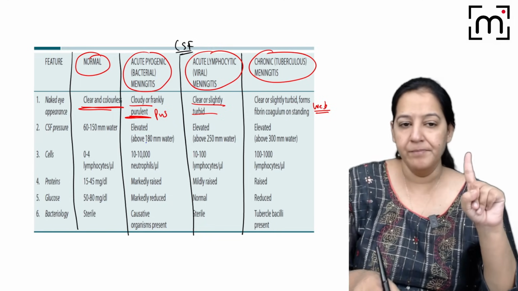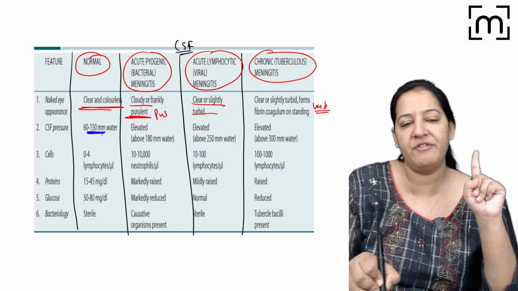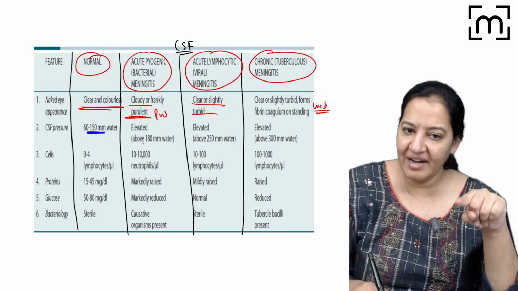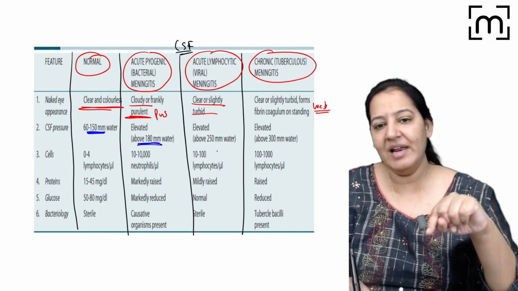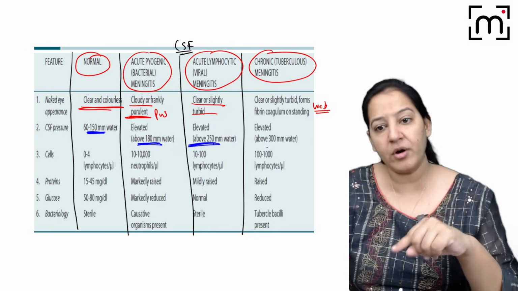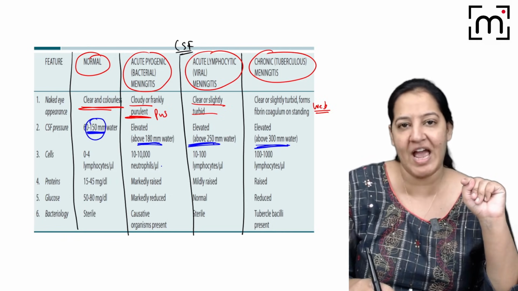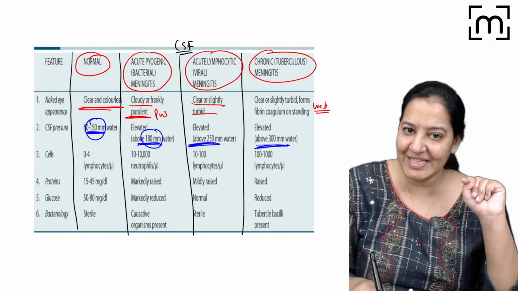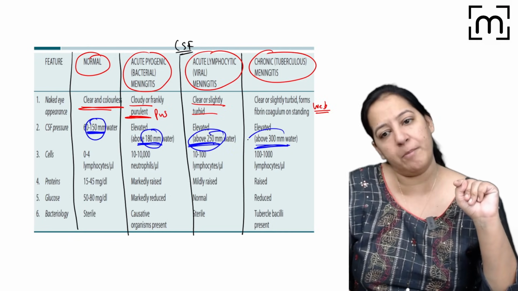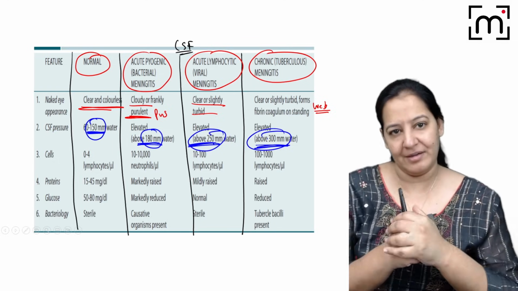Based on the pressure, normally pressure is up to 150 mm of water. In bacterial it's above 180. In viral it's above 250 and in chronic it's above 300. See the values. Normally it's up to 150 mm of water, then up to 180, up to 250, or above 300. So that makes a difference.